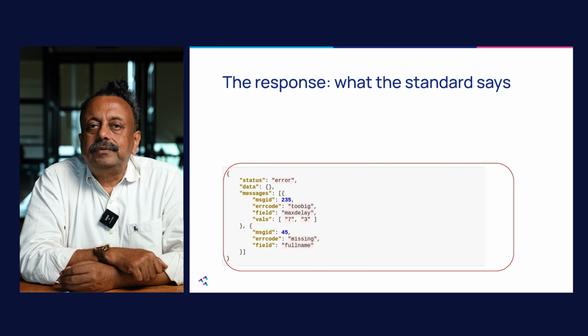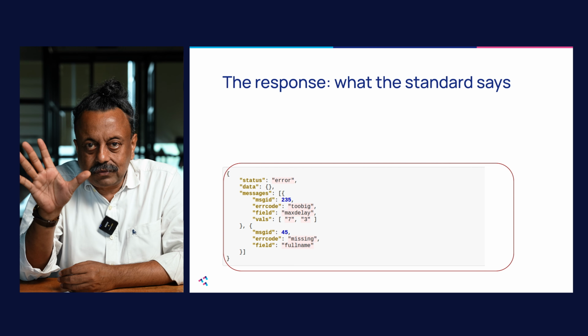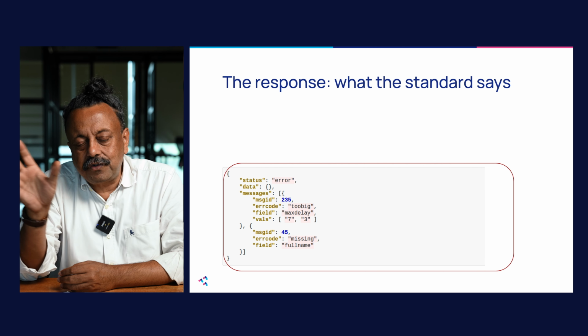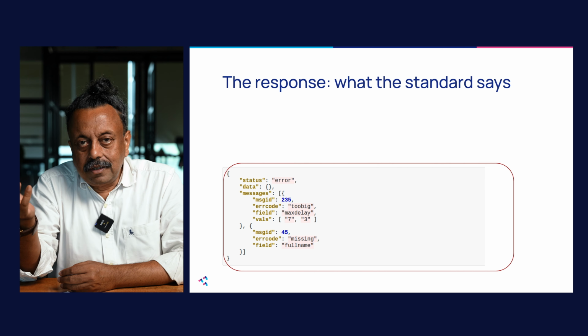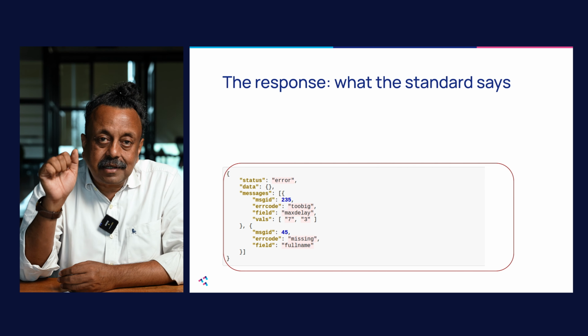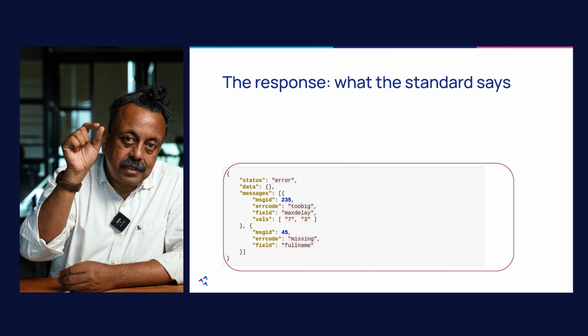The fourth attribute, vals. Vals is an array of values, array of strings. Now vals can also be optional. Now where does vals come in? Vals comes in because sometimes the error message has placeholders. I'll give you an example.